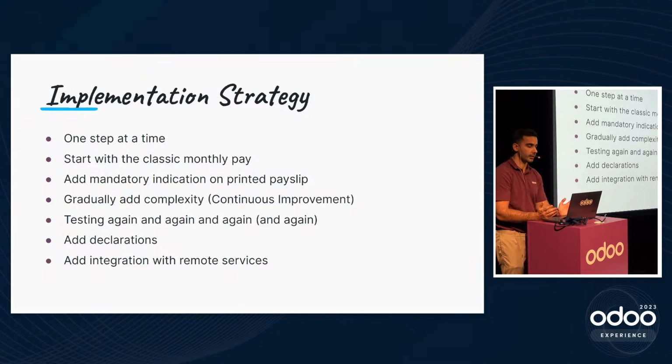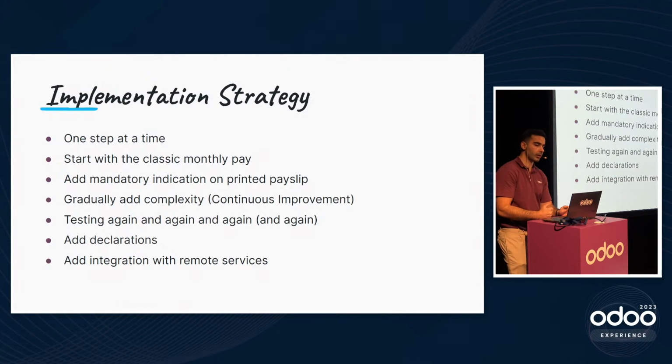What could be the basics? The basics could be that you start with the classic monthly pay. This means calculating and processing the standard monthly wages. If you get this fundamental step right before moving on to more complicated stuff, it should be good. What can we do next? We should add mandatory indications on the printed payslip. As you progress, it's essential to add mandatory indications on the printed payslips because this ensures that your payroll documents comply with local regulations, as it's often a legal requirement to have some specific information on the printed payslip itself.